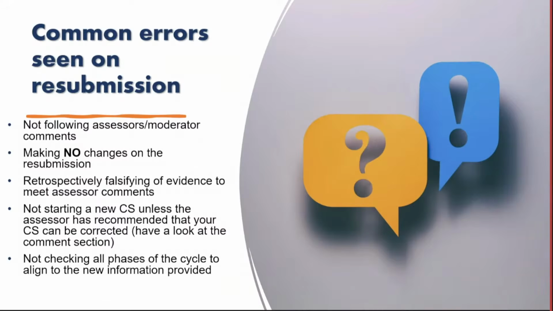So making no changes on the resubmission and then submitting the same thing again. Remember that the same assessor will be assessing the resubmission. It's not as though you can say, okay, maybe that assessor didn't find mine competent, but the next assessor will. It's the same assessor. So read the comments and make the changes on resubmission.